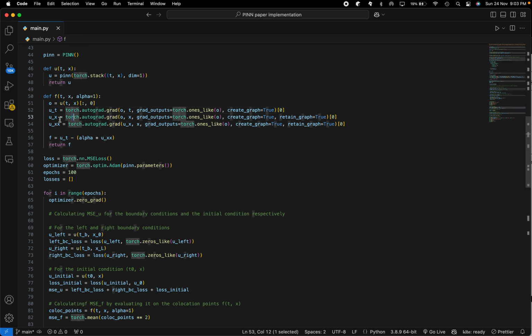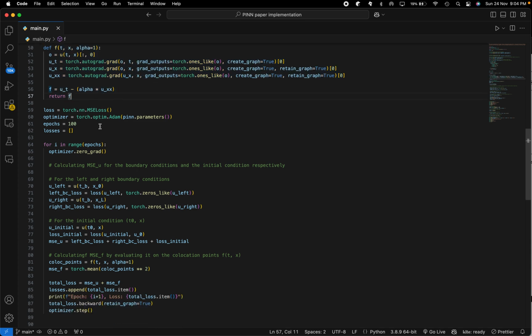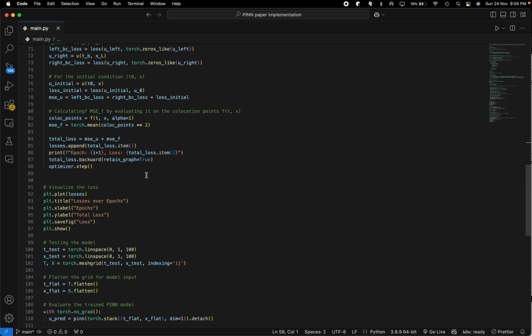Then for u of x, del u by del x, you just literally do the same thing. And then for this one, you actually do it with respect to u of x, since this is going to be the second derivative. Simple stuff, right? And then you just put everything to one side and you can solve the equation. And you end up with your f, which is going to be some part of your collocation point. And that's literally it. Now we can actually start with the training loop kind of code.